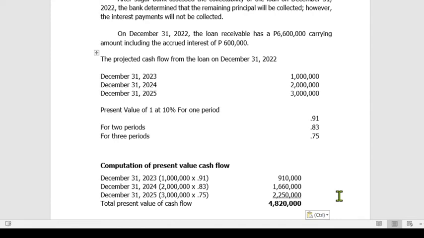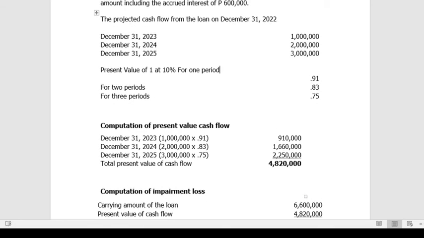So, 1 million times 0.91, 910,000 ang value niyan ngayon. 2 million times 0.83 is equal to 1,660,000. Yan ang value niya ngayon. 3 million times 0.75 is 2,250,000. Yun ang value niya ngayon. So, i-add mo lang the total present value of the cash flows ng loan ay 4,820,000. So, i-compare mo yan sa kanyang carrying amount.